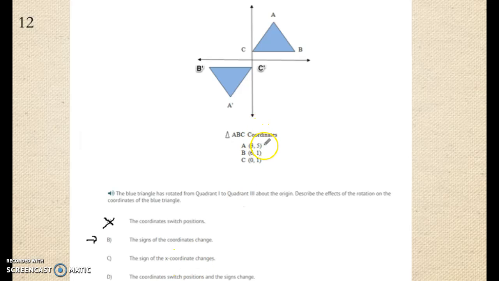Well, we just found out that they both change, right? Because the y here was +5 and down here it's -5. So it's not just the x-coordinate. And then the coordinates switch positions and the signs change.